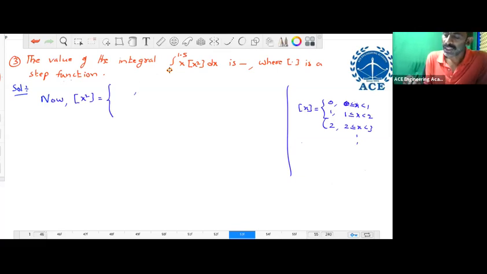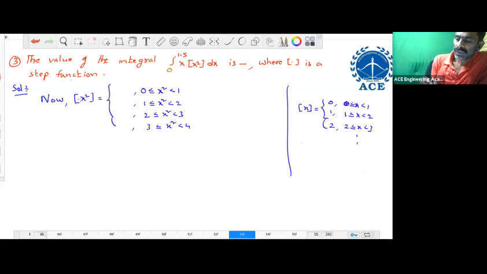Now, our starting interval is 0 for the integral. So we start here: 0 less than or equal to, in place of x, the function x square only, x square less than 1. Next, 1 less than or equal to x square less than 2. 2 less than or equal to x square less than 3. 3 less than or equal to x square less than 4, and so on like this.